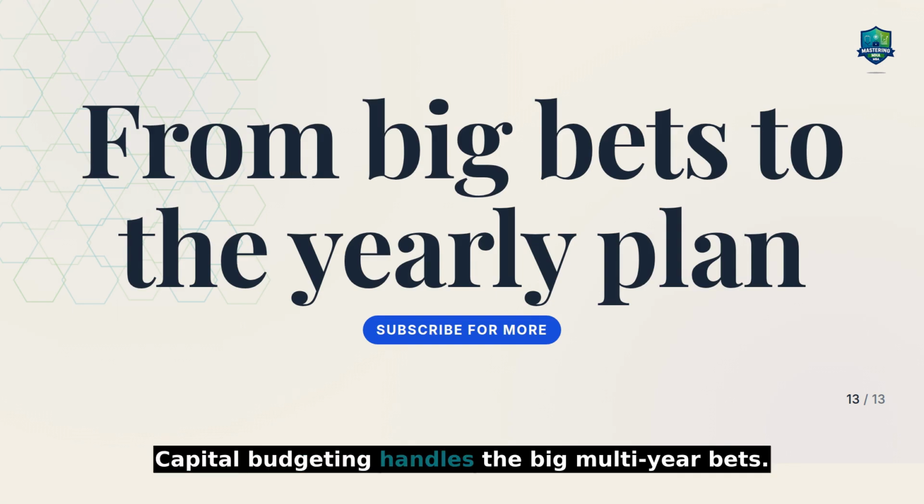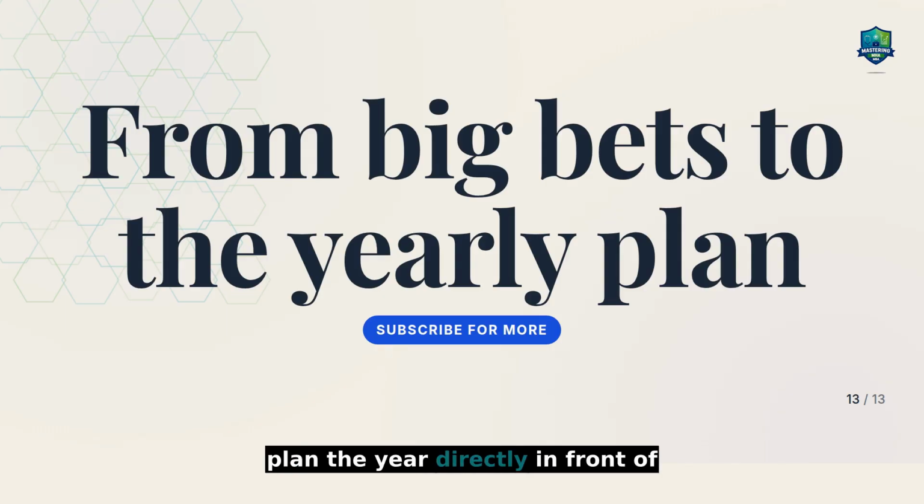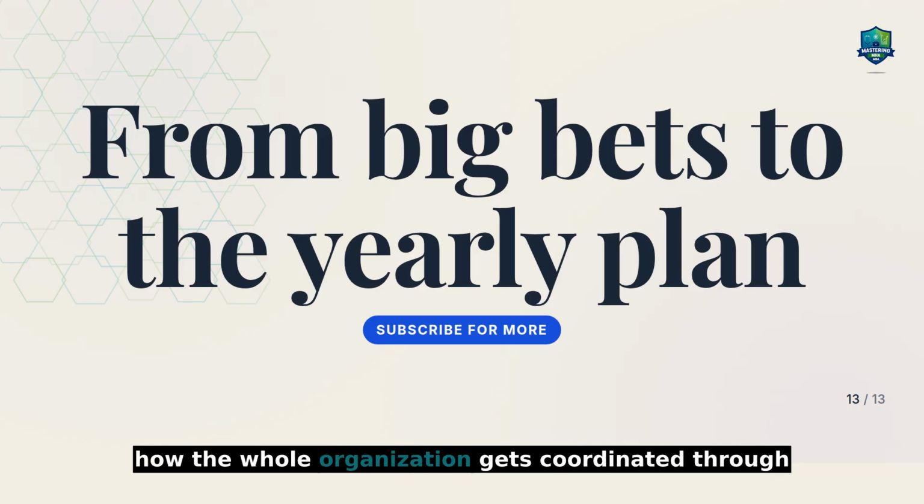Capital budgeting handles the big multi-year bets, but companies also have to plan the year directly in front of them, translating strategy into a detailed financial roadmap. That is the master budget, and it is the heart of the next chapter. We will build one from the top down and see how the whole organization gets coordinated through a single set of numbers.